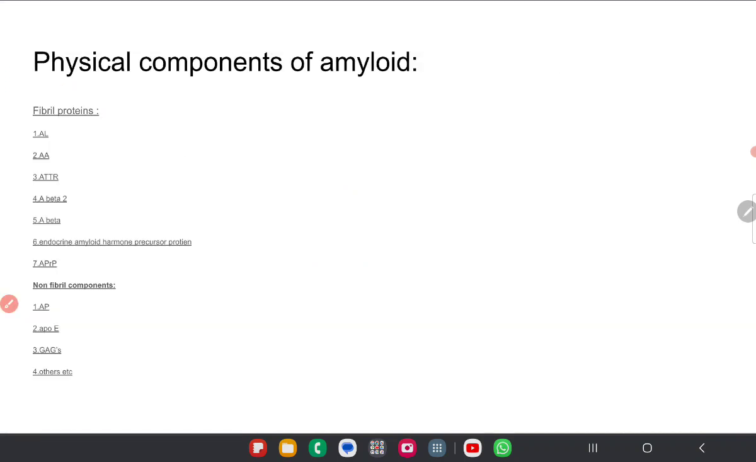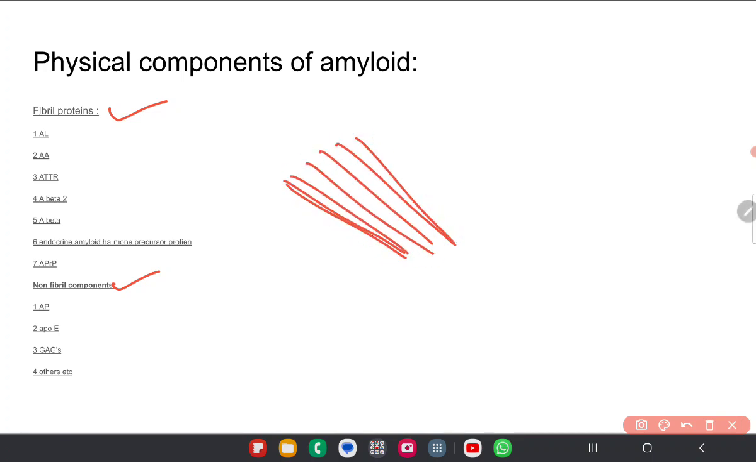Next, what are the physical components of amyloid? It is majorly divided into the fibrillar part and the non-fibrillar or afibrillar part. The fibrillar part is the protein-like structure with a diameter of about 0.4 millimeters, whereas we cannot clearly distinguish the length. The length is infinite. It can grow as long as possible.